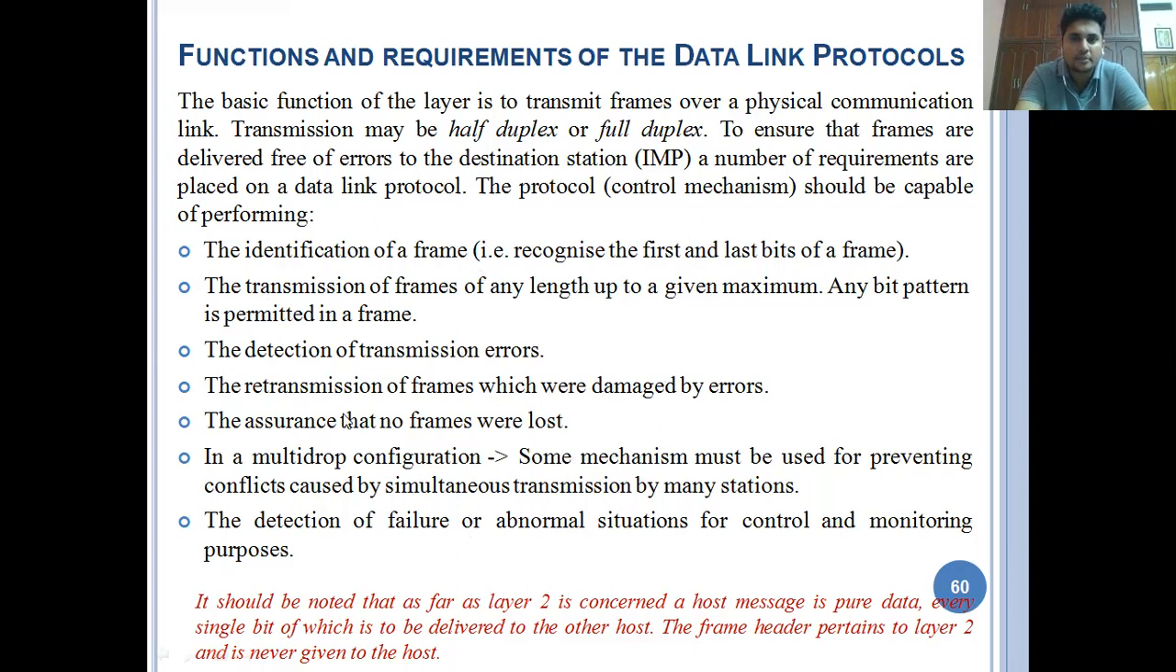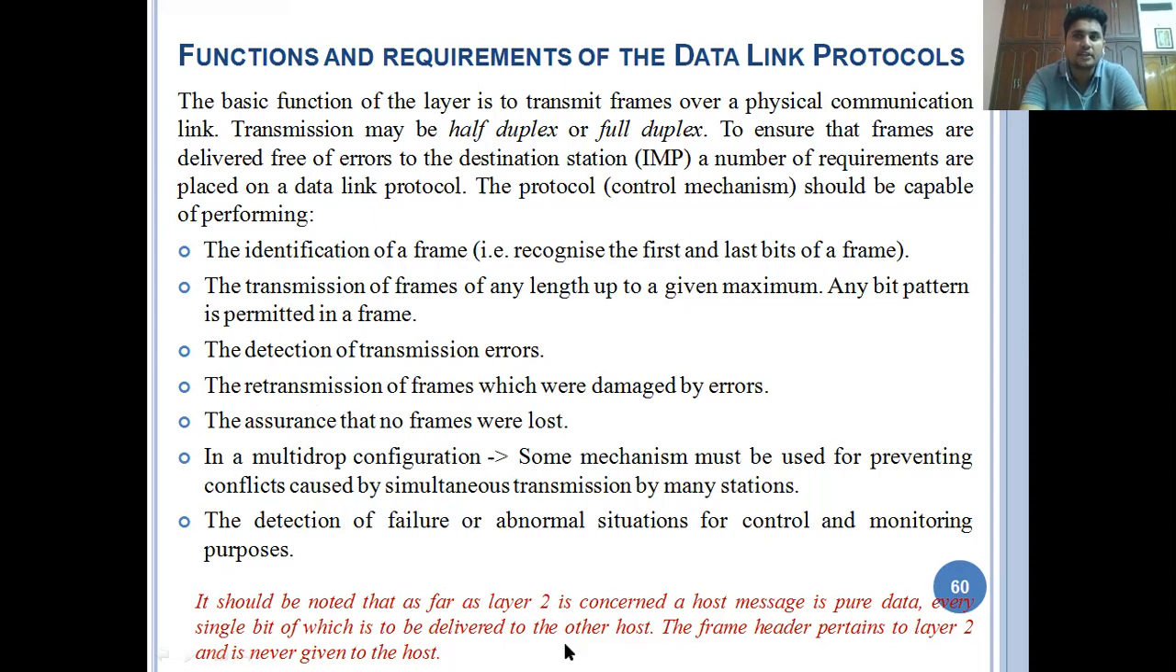What does the data link layer have to perform? It has to do identification of a frame, transmission of frames, and detection of transmission errors. It has to detect the transmission errors, and retransmit the frames which were damaged by errors, and give assurance that no frame is lost in a multi-drop configuration, and detect failure or abnormal situations for controlling and monitoring purposes. These are the main functions and requirements of the data link layer.